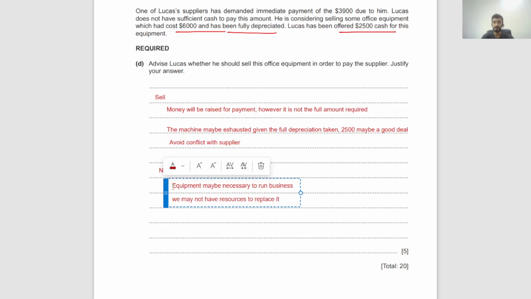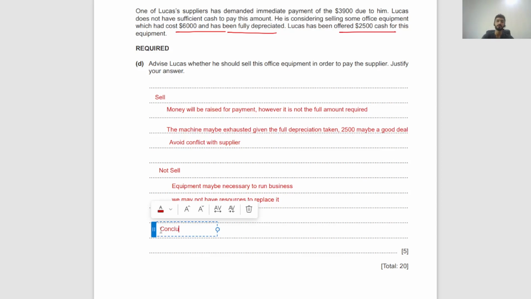What else can we say? Yeah, I think these two points are good enough, to be honest. And of course, build upon that, right? Don't just leave it at that. Make sure you build a nice sentence out of it. And of course, then finally, your conclusion. What do you think should be done? Should we sell it or should we not sell it?